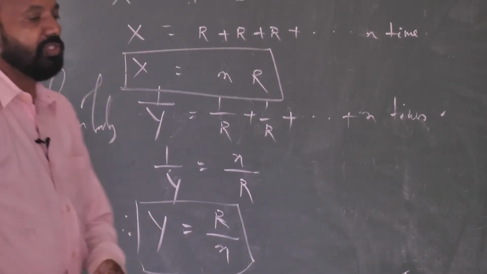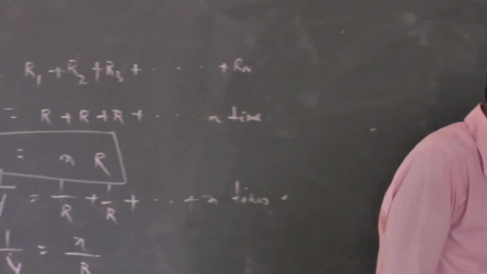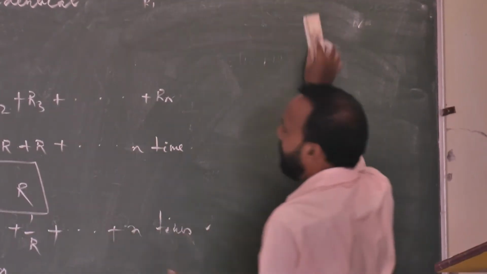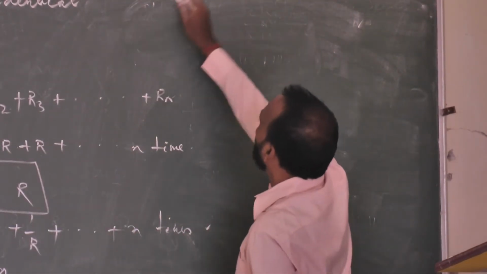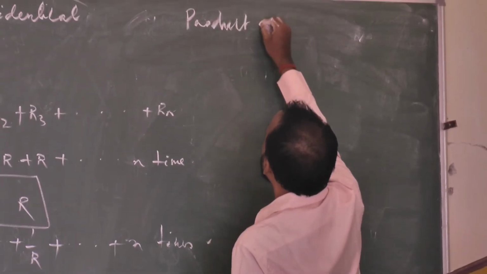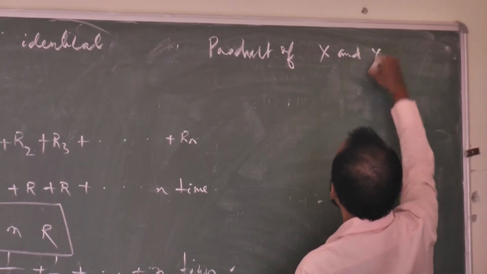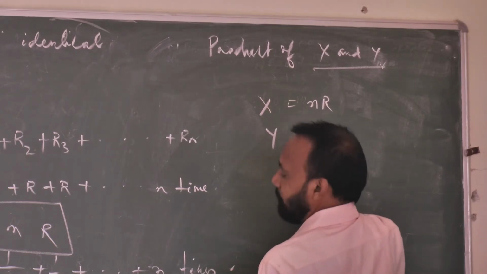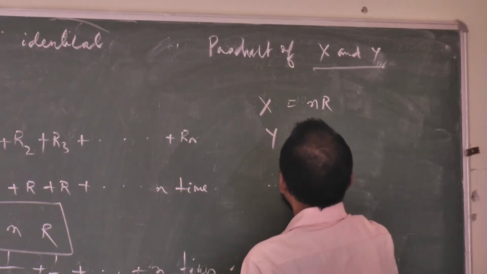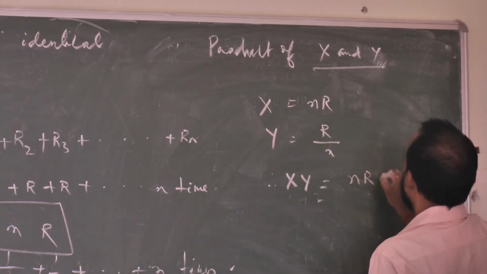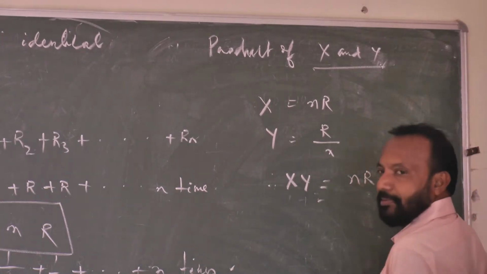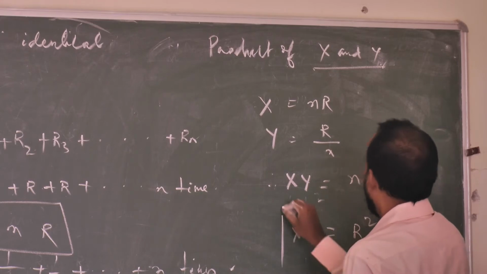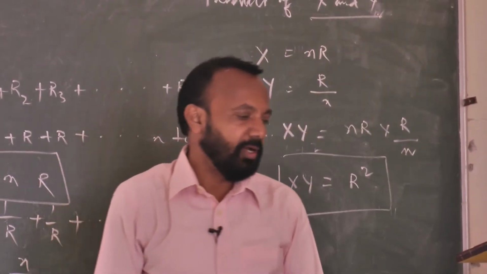Okay. So the question is you have to find the product of x and y. Here the product of x and y we can write: x equals nR, y equals R by n. So the product of x and y equals nR into R by n. Okay. And then cancel. How much will I get? xy equals R square. This is the answer. xy equals R square.